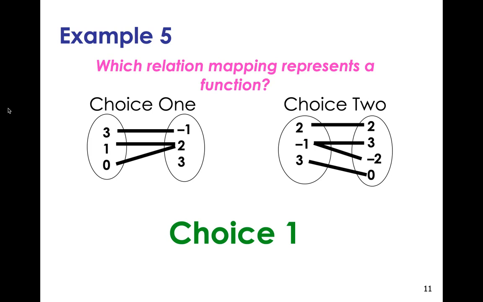We look at the values on the left, which are input, and we see that each one of them has one arrow going to the output values for choice 1. Now, if we look at choice 2, you'll notice that the -1 is going to two different outputs. So that means if I put in -1, there's a chance that I'll get out a 3 or a -2, which means that this function does not work because one input should only give me one output.